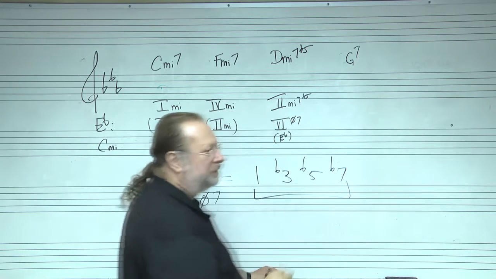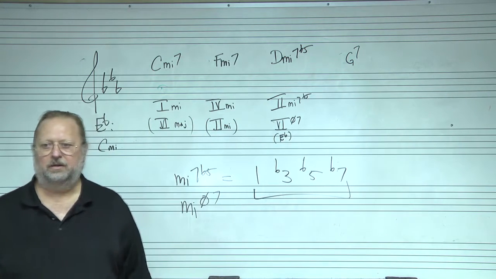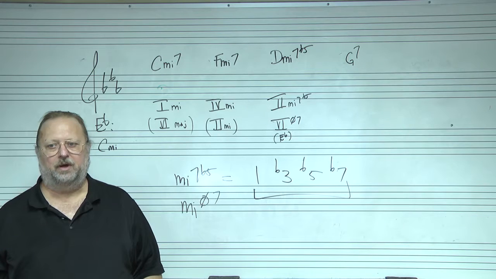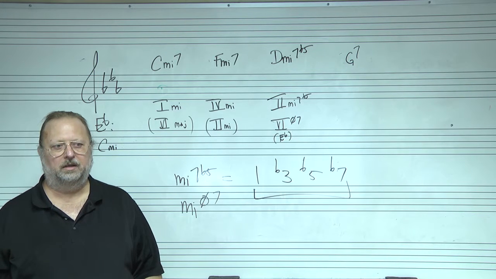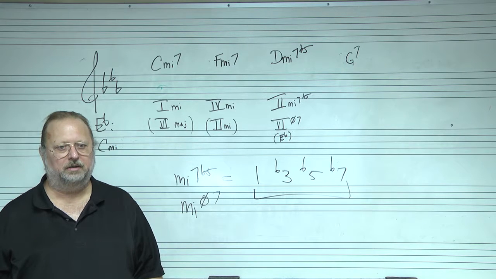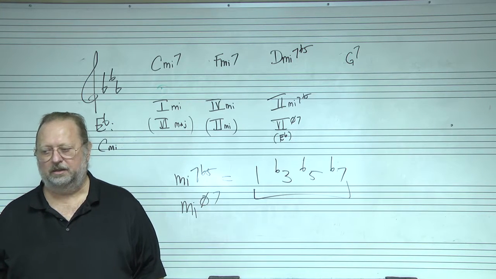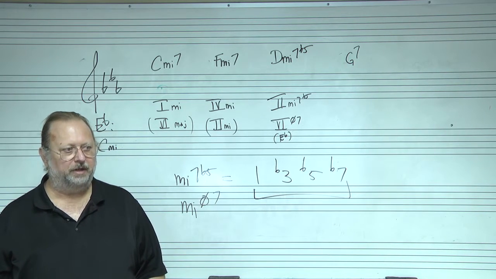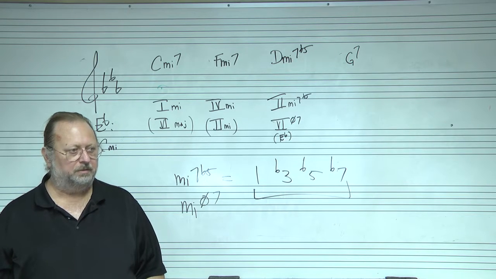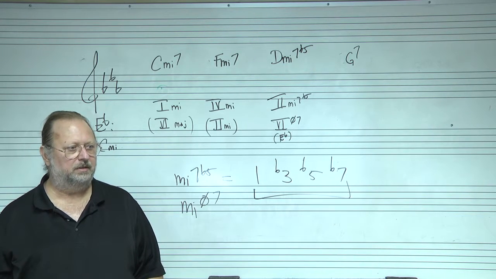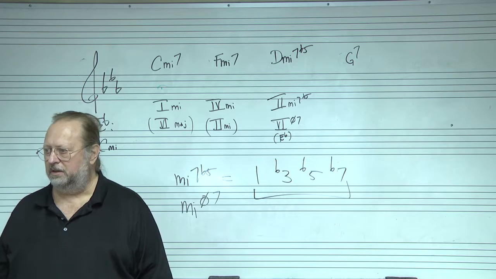Now, in the key of C minor, the 5 chord is what? In a minor scale, what's the 5 chord? Look on your chart. G minor, right? Or G minor 7, right? So this isn't a G minor 7, is it? It's a G7. It's a dominant.